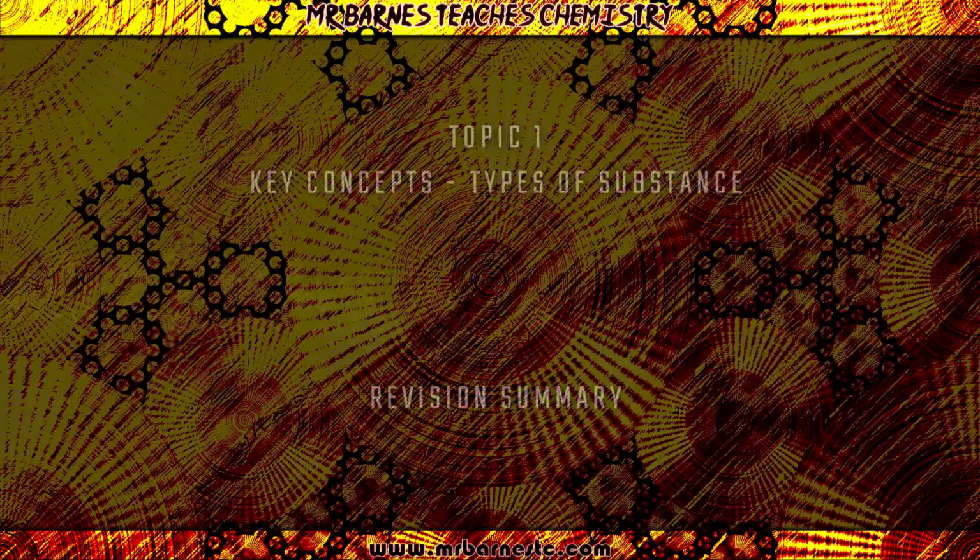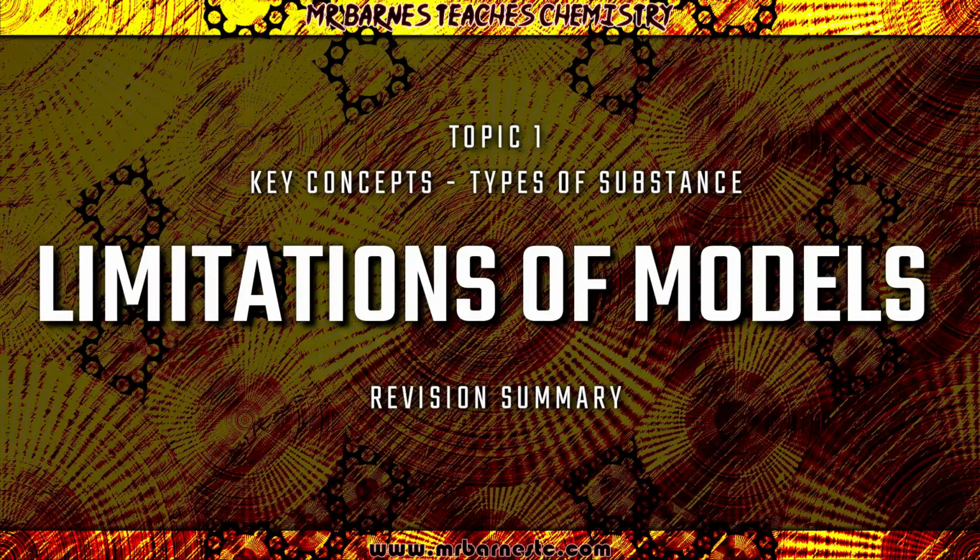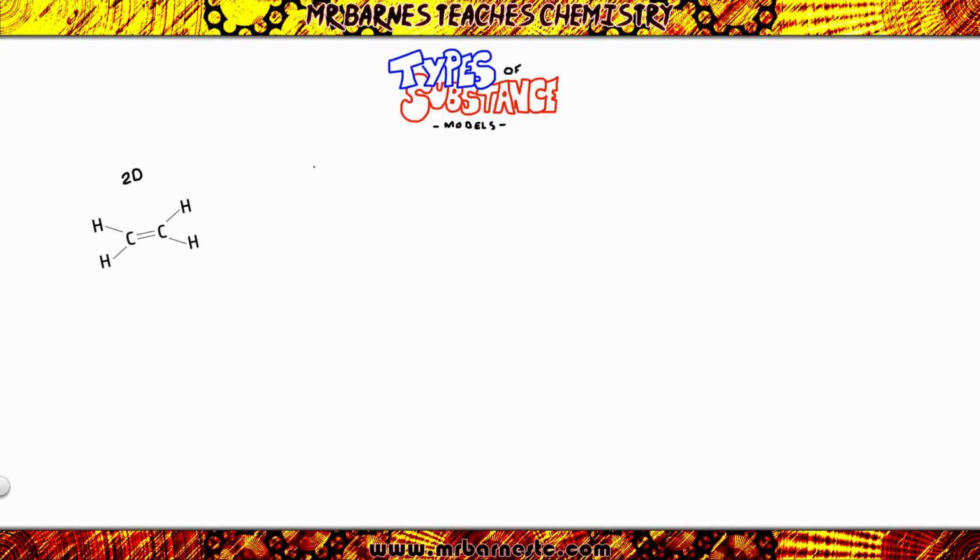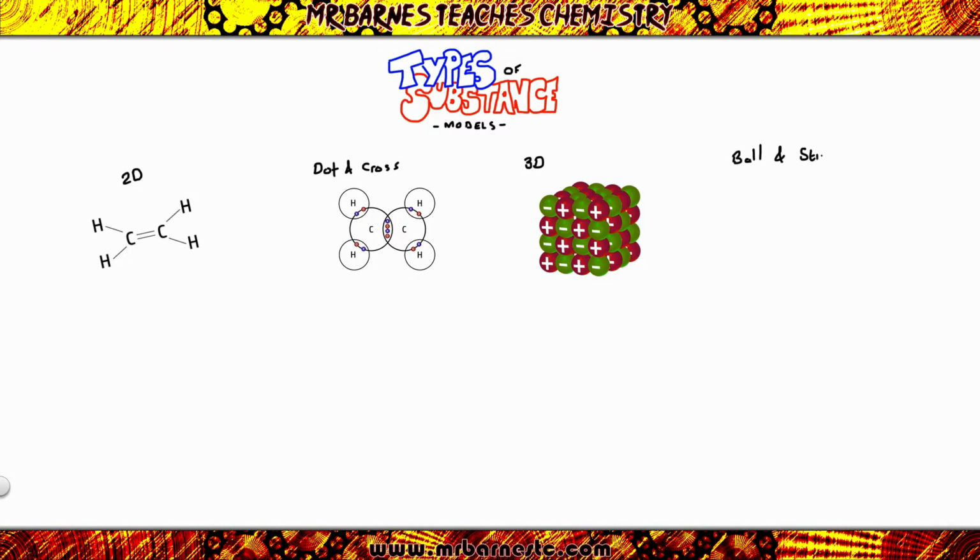The final part of this video is having a look at the limitations of the different types of models we use in science, and there are 4 different ones you need to know, which are 2D models, dot and cross diagrams, 3D models, and ball and stick models.